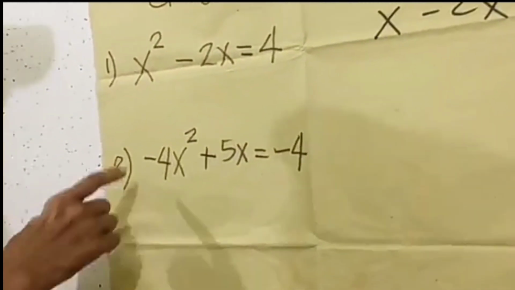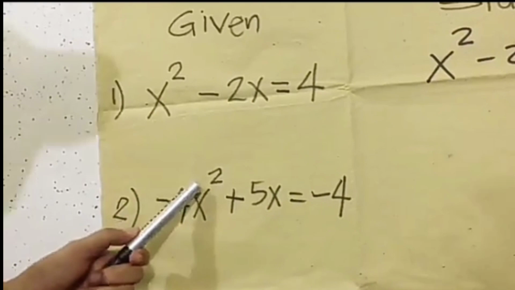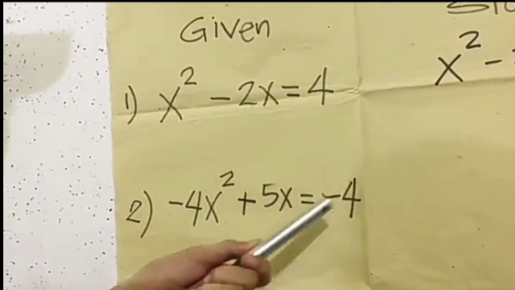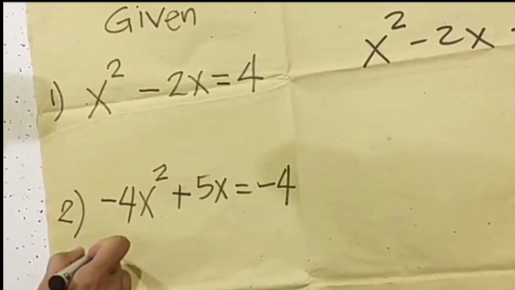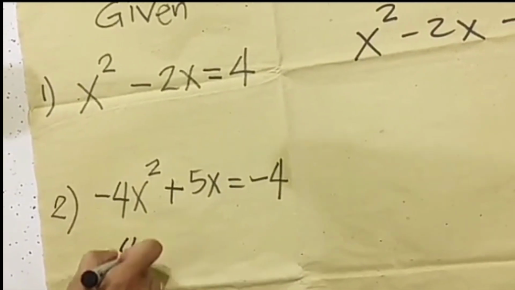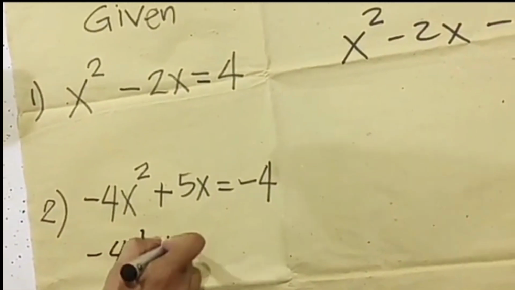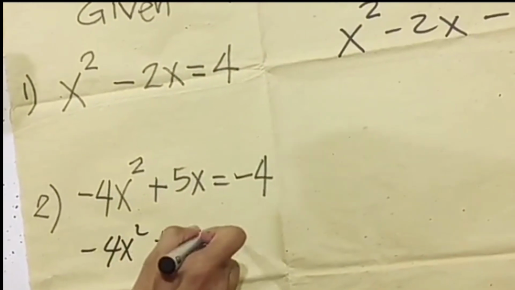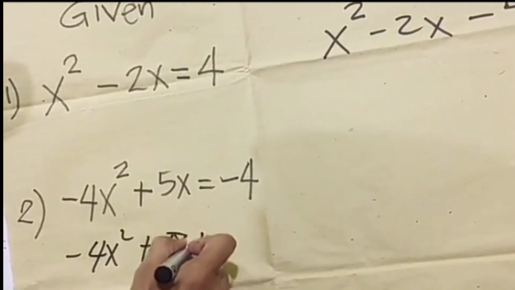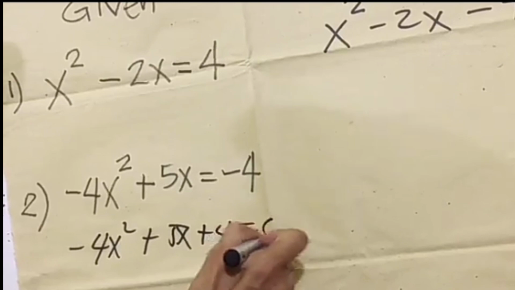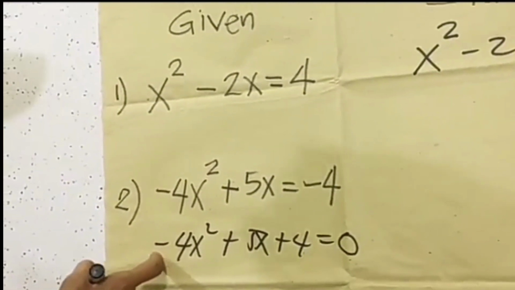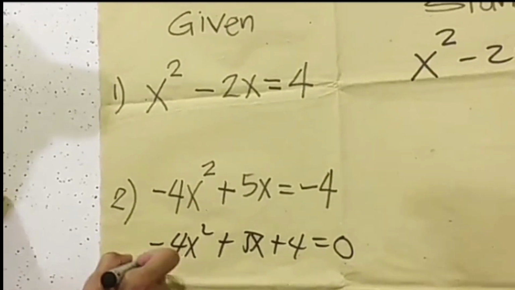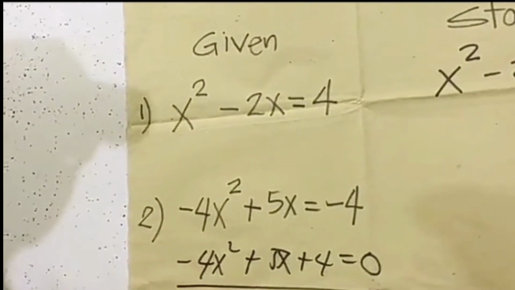Okay, this time we have negative 4x squared plus 5x minus 4. So what we have to do is to arrange first. We have negative 4x squared plus 5x, then transpose becomes positive 4 equals to 0. We have a problem here: the first term is negative. So either multiply or divide by negative 1.